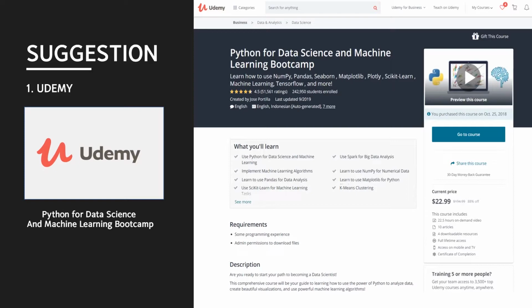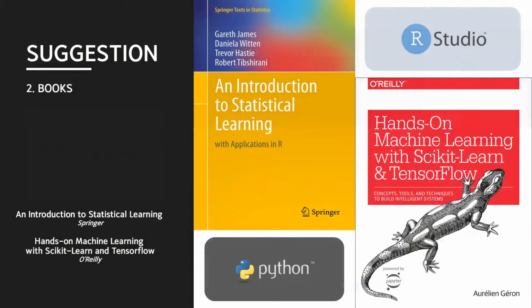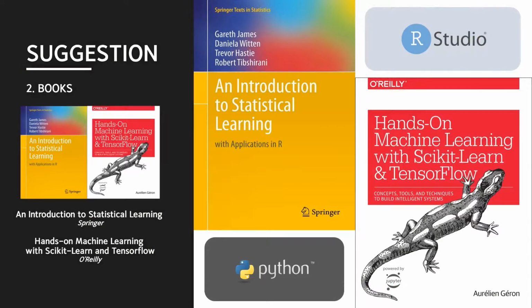Alright, so next are the books. I strongly recommend these 2 books. The yellow book is An Introduction to Statistical Learning with R. Since your first course would be Business Analytics with R, right? A lot of professors at UTD chose this book as a textbook. And I personally think this book is the best introduction to machine learning in R.